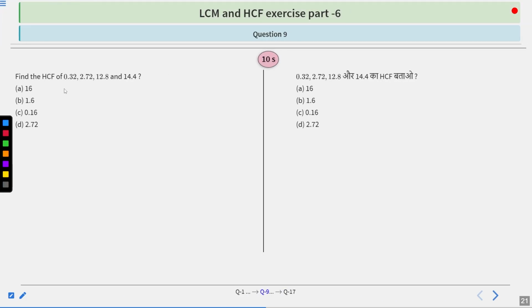Find the HCF of 0.32, 2.72, 12.8 and 14.4. And options are 16, 1.6, 0.16 or 2.72. These are the options.